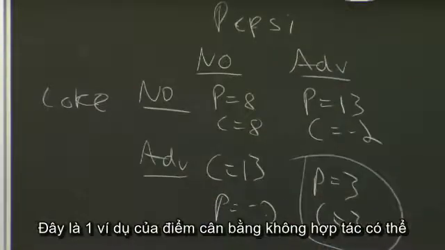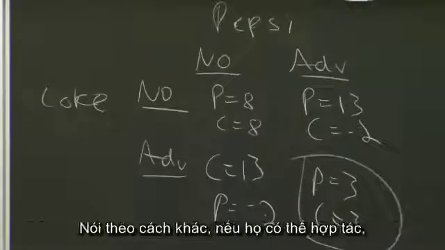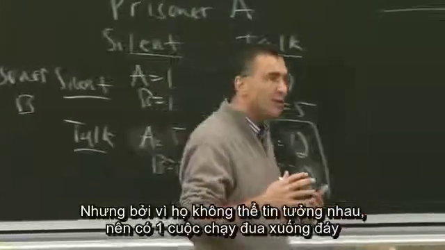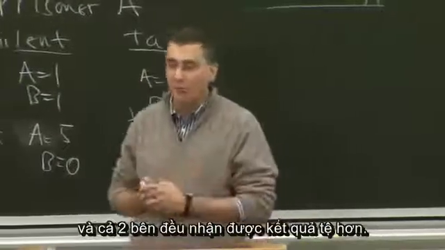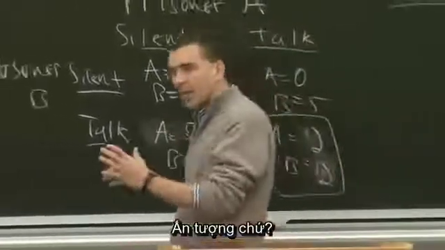Okay? It's an example of how a non-cooperative equilibrium can lead to what we call a race to the bottom. You can think of this as a race to the bottom. In other words, if they could cooperate, they could just be better off. But because they can't trust the other, there's this race to the bottom where they both end up worse off. Okay? This is pretty striking.